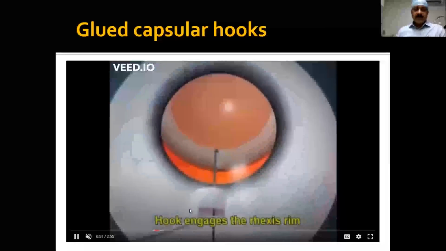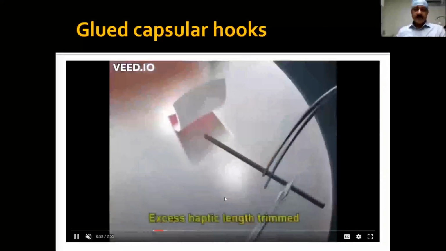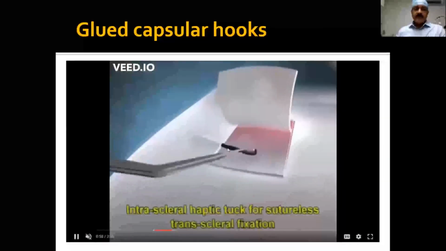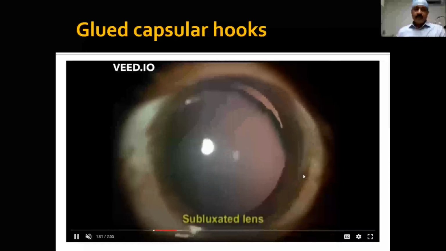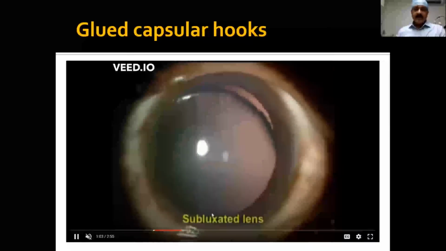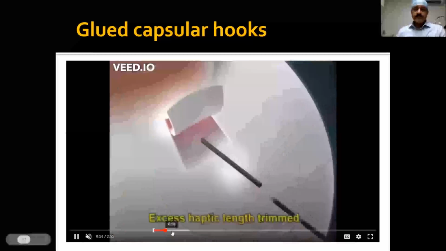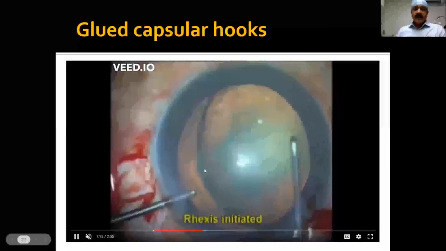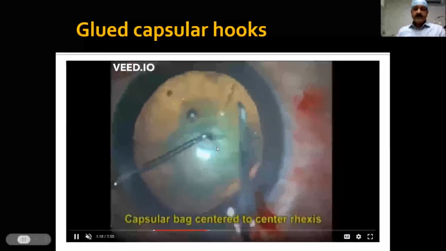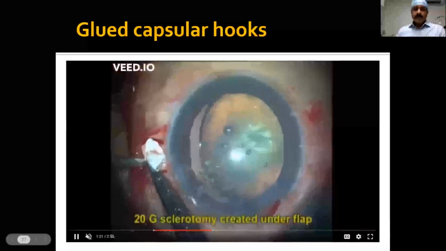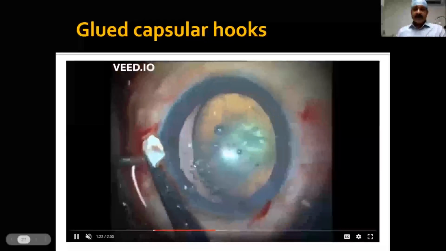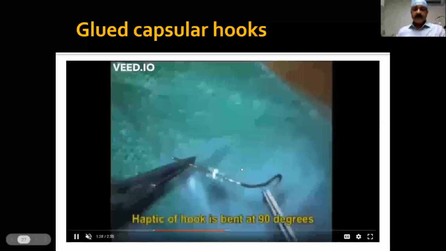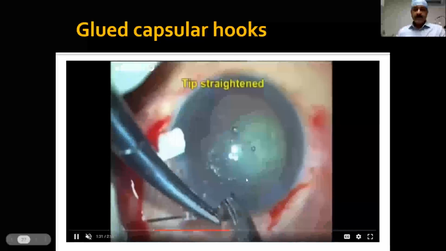Here, scleral flaps are made at the site of the zonular dialysis, and capsular hooks are engaged and buried into the scleral groove. This is extensively subluxated cataract. Here, we create a scleral flap, do the Rhexis. A scleral window is done with the help of a 20-gauge needle. These are specially designed hooks here. You bend them at 90 degrees for easy manipulation into the scleral window.